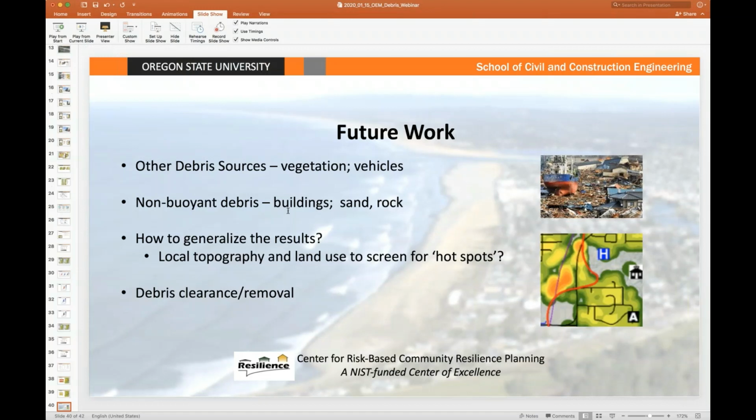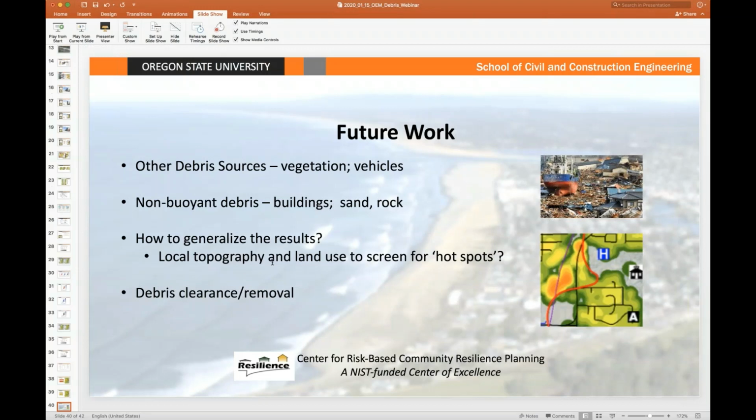this was only a buoyant exercise, but there is a lot of work that I think we could potentially do there to get a better picture. And then the third bullet item, recognizing not every location can have a super high level of detail associated with it. So at some point we have to come up with general rules, like, is it the local topography or local land use that would then create these types of hotspots?